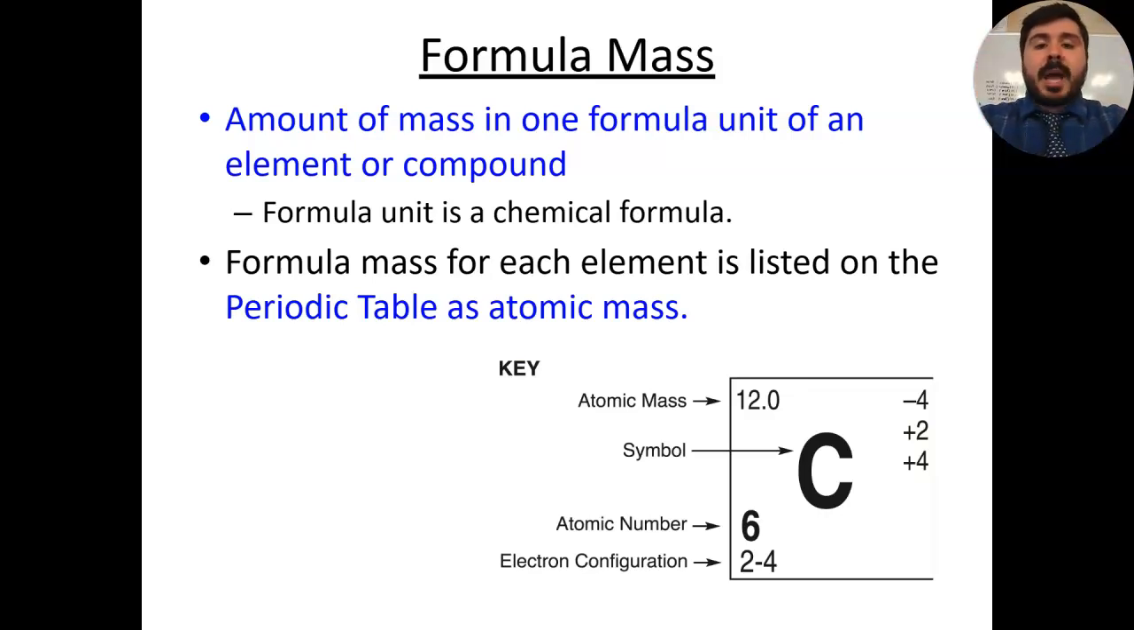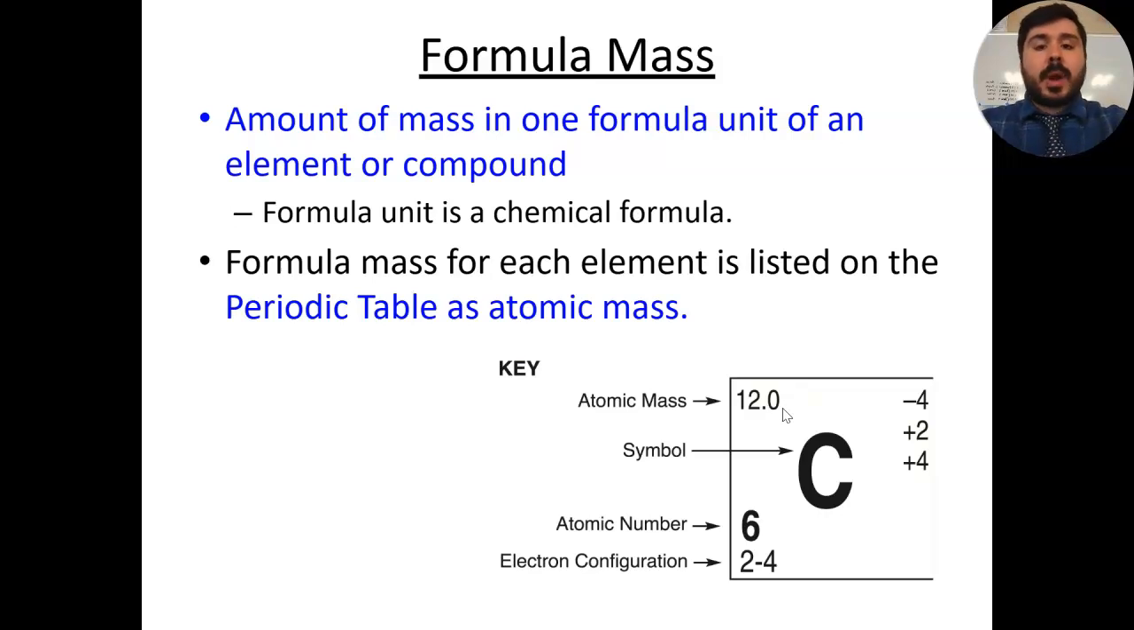But again, the formula mass for each element is, of course, listed on the periodic table as atomic mass. Obviously, this is a key that's in the top middle of your periodic tables and your reference tables, guys. Carbon is often our go-to example, and this key is very clearly showing atomic mass in the top left-hand corner of your reference table, being 12.0 grams in this case.